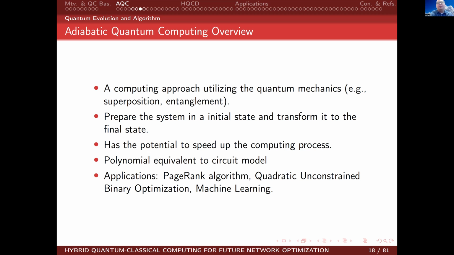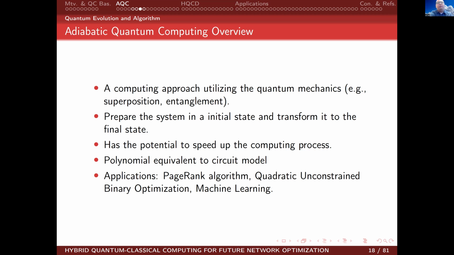The idea is that you can imagine we want to solve a classical problem. We want to map the classical problem into a quantum problem so that we can simulate the system and get the solution from the quantum system.